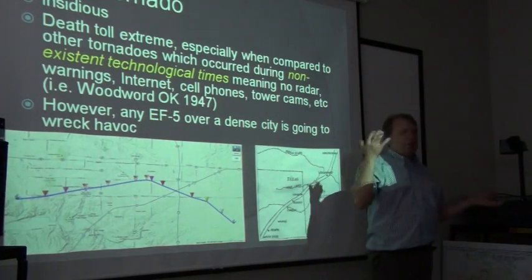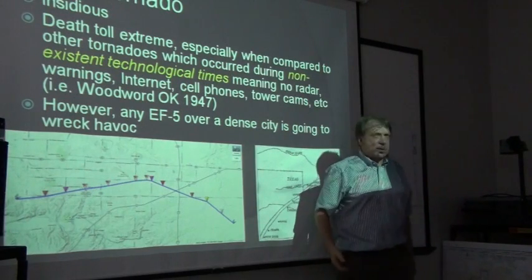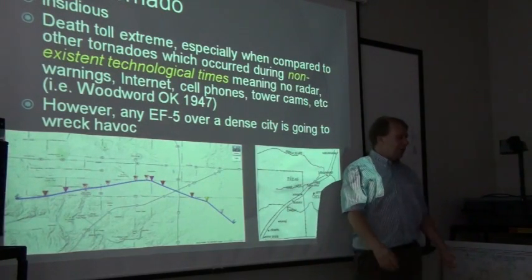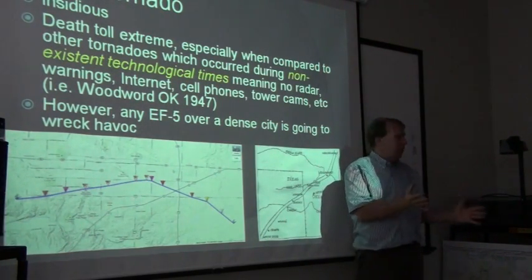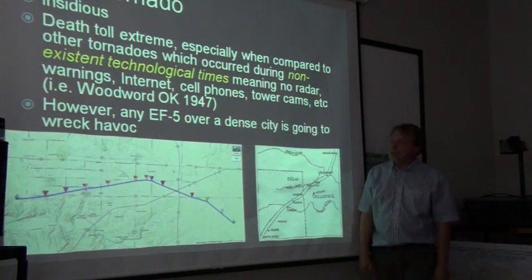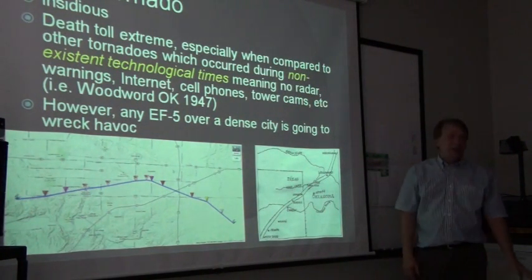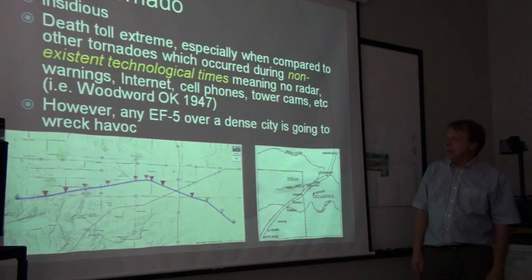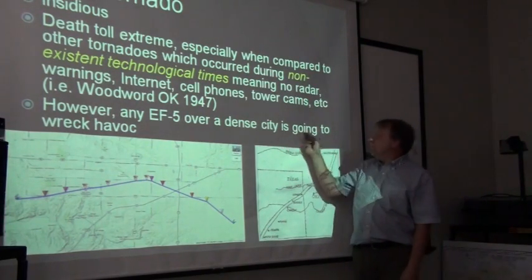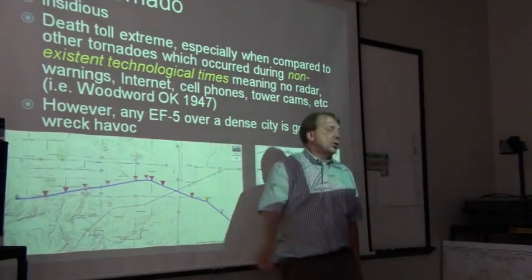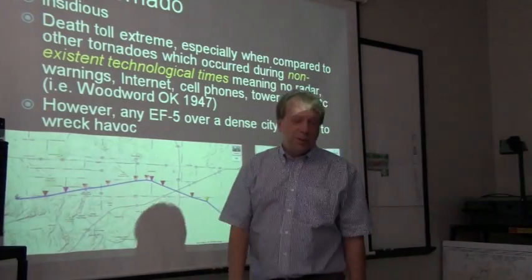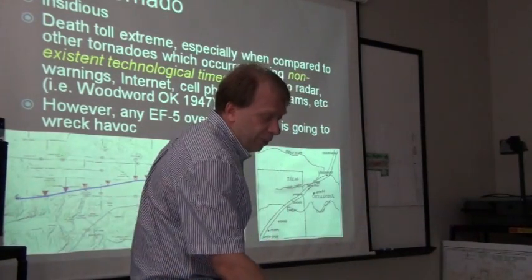I mean, if you were to do some sort of bizarre statistical analysis, that was probably a multiple 200 death tornado in equivalent terms. And I just look at this and I go, wow, that poor city just never had a chance. Of course, any EF5 over a dense city is going to wreak havoc on the town. There's just no way you're going to avoid that. It's going to kill a lot of people, unfortunately.